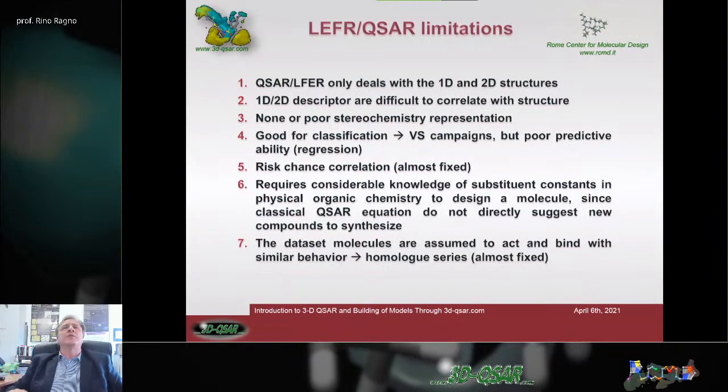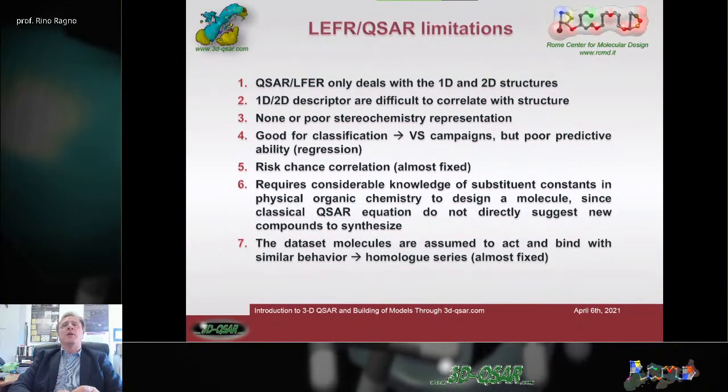So what are the limitations actually of the linear free energy relationship of the QSAR? It only deals with 1D or 2D structures. No 3D structure is embedded in any QSAR models, classical at least. So there is great difficulty in correlating these descriptors with the structure. No consideration of stereochemistry in the model. So this is a real limit, because we know any molecule is going to interact with any given receptor or target in its three dimensions, in a conformation, in a bioactive conformation.